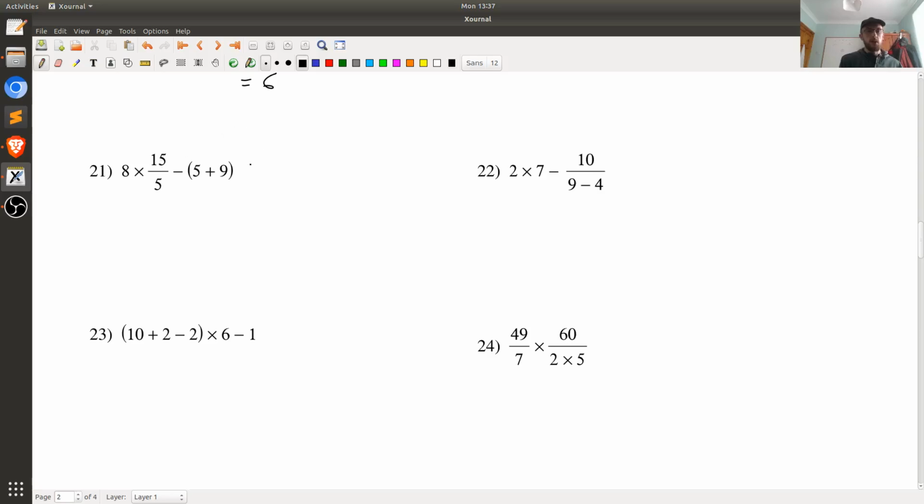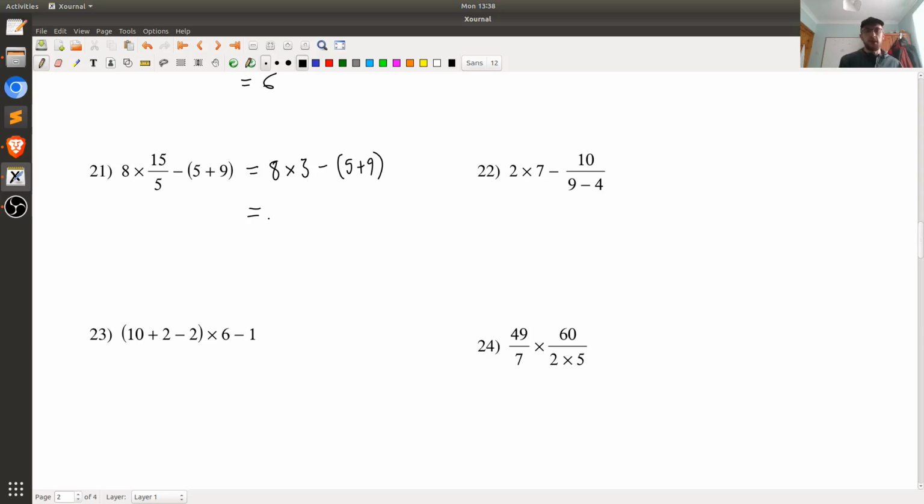15 over 5 is 3, so this becomes 8 times 3, take all of 5 add 9. But did you see how I didn't do the brackets first? However, that won't actually change the final result. So, although BODMAS does tell you to do brackets first, really these are sort of like, there's a little bit of squeezing room, if you like. And I wanted to show you that here.